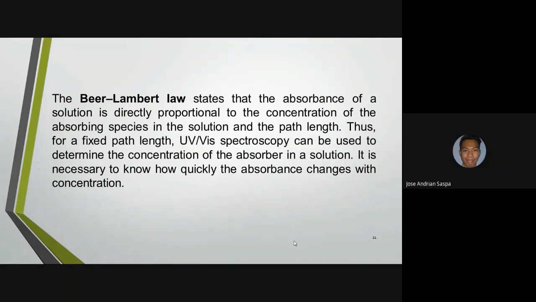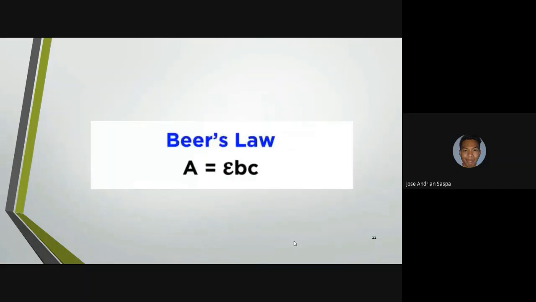Beer-Lambert law. It states that the absorbance of the solution is directly proportional to the concentration of the absorbing species in the solution and the path length. Thus, for a fixed path length, UV-based spectroscopy can be used to determine the concentration of the absorber in a solution. Beer's law is defined in this equation.